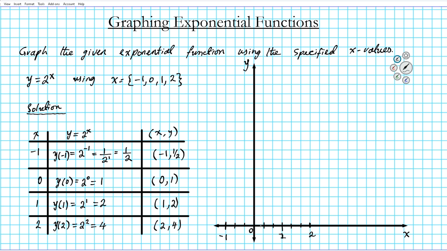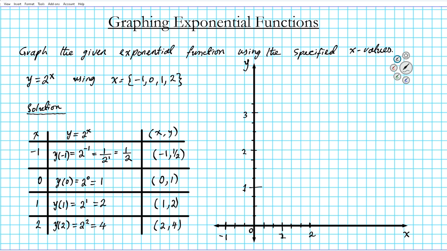And then for the y-axis, let's make every 4 tick marks 1. So 1, 2, 3, that's +1. And then 1, 2, 3, that's +2. 1, 2, 3 as positive 3.